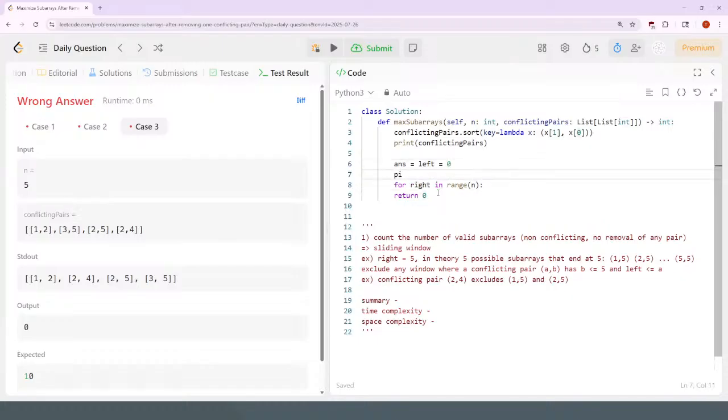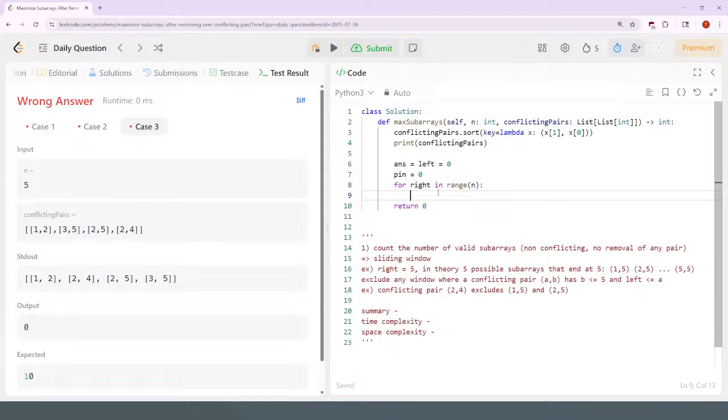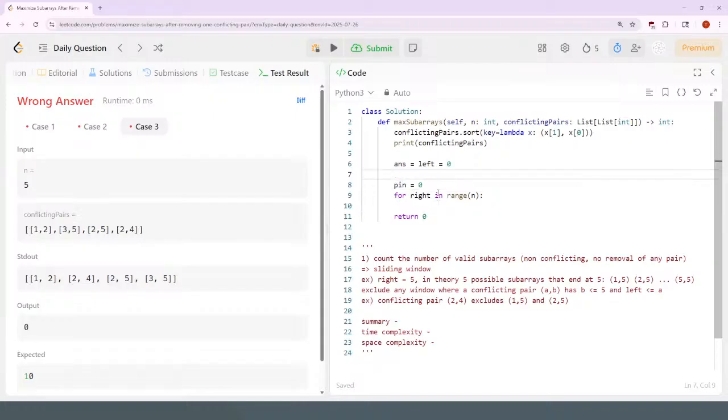So I need an index for the pair that I am looking at. I'll say this is the pair index, pin, equal to 0. I think I also need another thing for the left restriction. The left conflict is going to be, I think, maybe -1 to start.